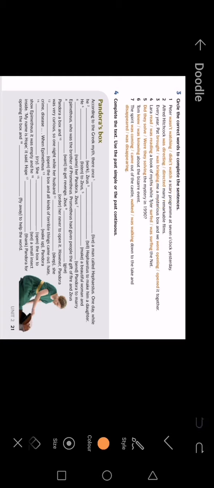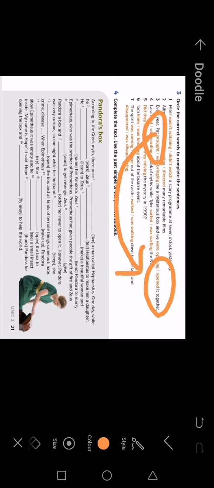Continue. Number 3, every year Pat brought me, routine. Remember the routine. Routine is at ed, not at ing. Pat brought me a mysterious book and routine together. We open it together. After bring, you say you open. So it must be brought first, then open. So this is one action after another. One action after another. That's why this one both also must be in ed.